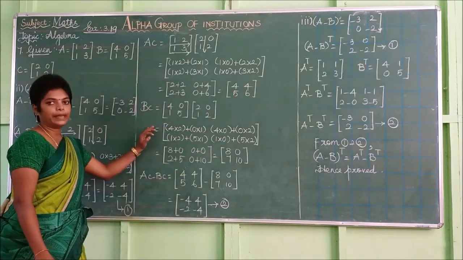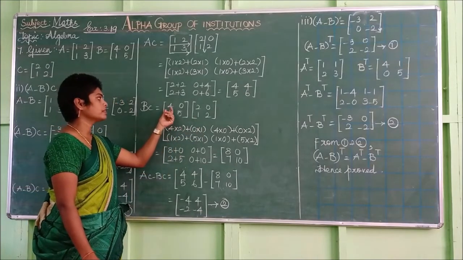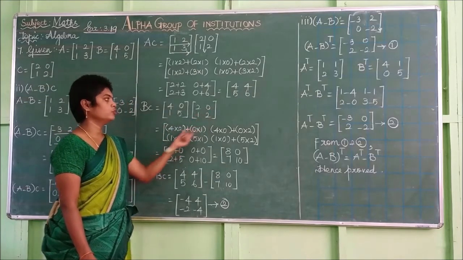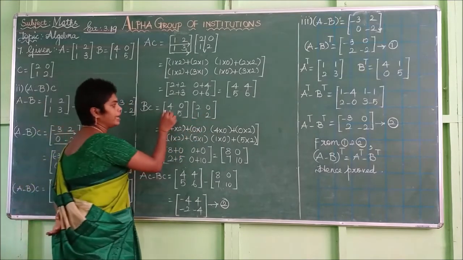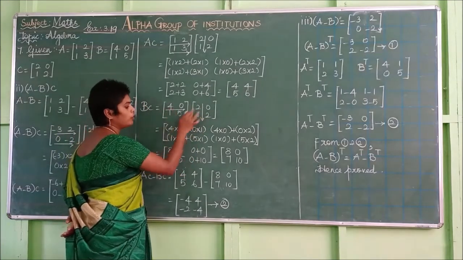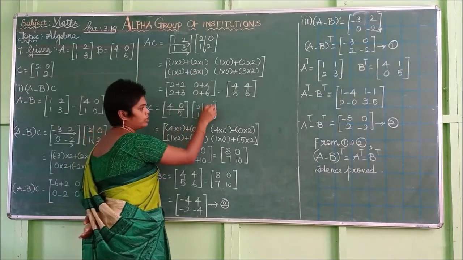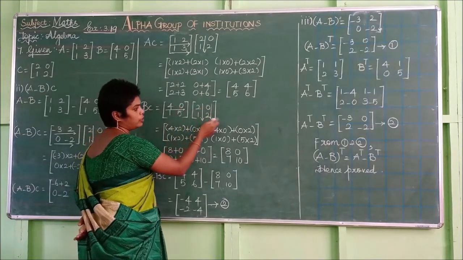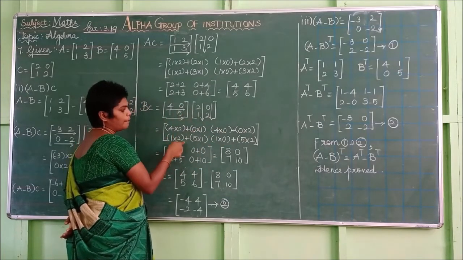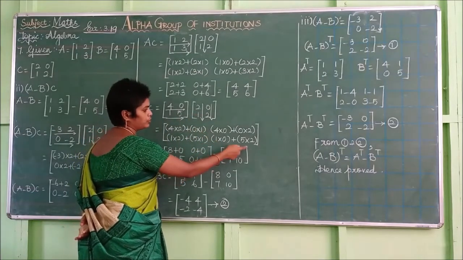Next move on to the BC. So you can write B matrix, C matrix. So what is the B matrix? 4, 0, 1, 5, 2, 0, 1, 2. Now you want to multiply this. Take this first row into the first column. So what is here the first row? 4 into 2 plus 0 into 1. 4 into 0 plus 0 into 2. Next second row first column 1 into 2 plus 5 into 1. Then 1 into 0 plus 5 into 2.